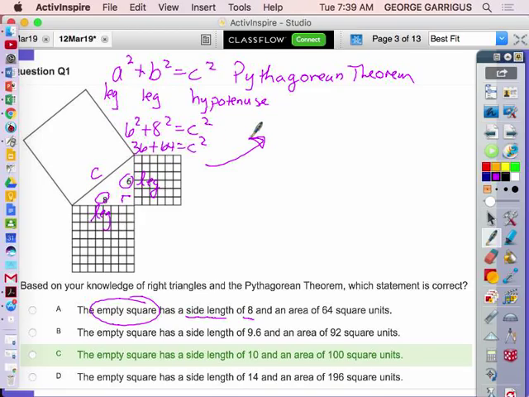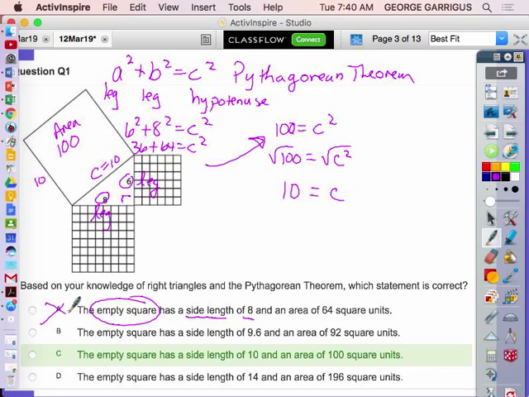Run out of space. I'll move over here. 36 plus 64 is 100 equals c squared. Apologies. 100 equals c squared. Take the square root, that's the inverse of squaring a number. c equals 10. So c is going to equal 10, and so 10 by 10 is 100 area. And so that is wrong.